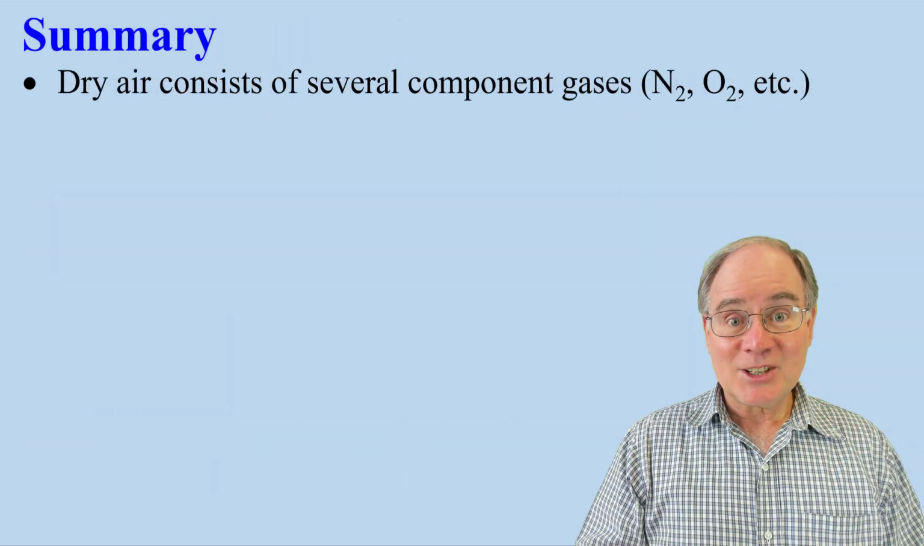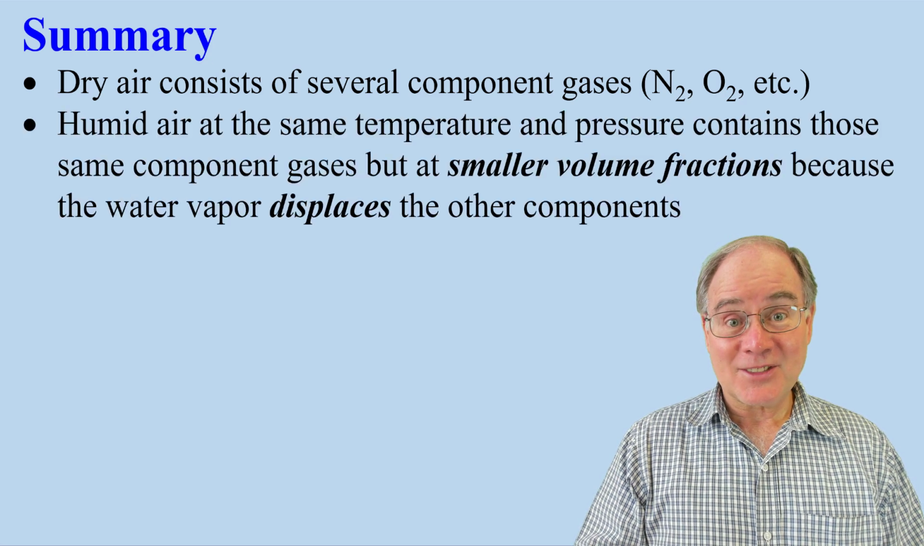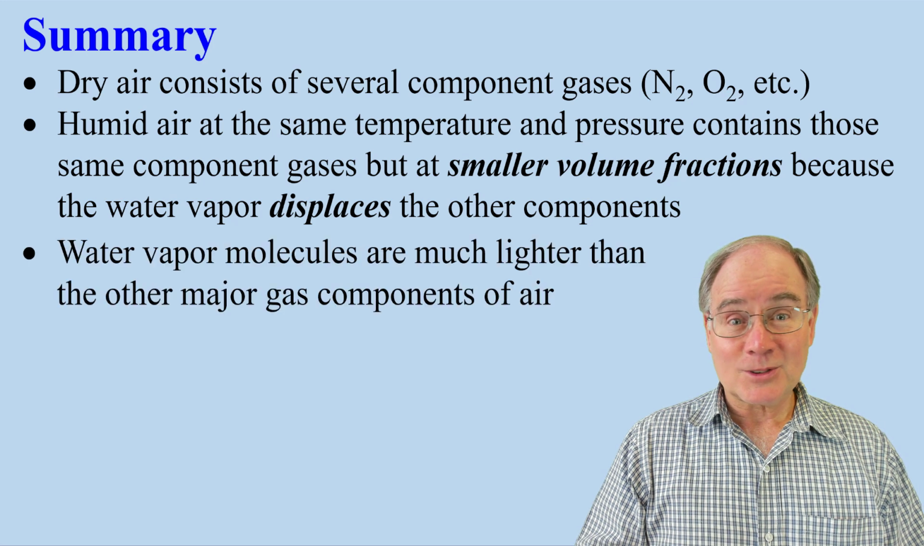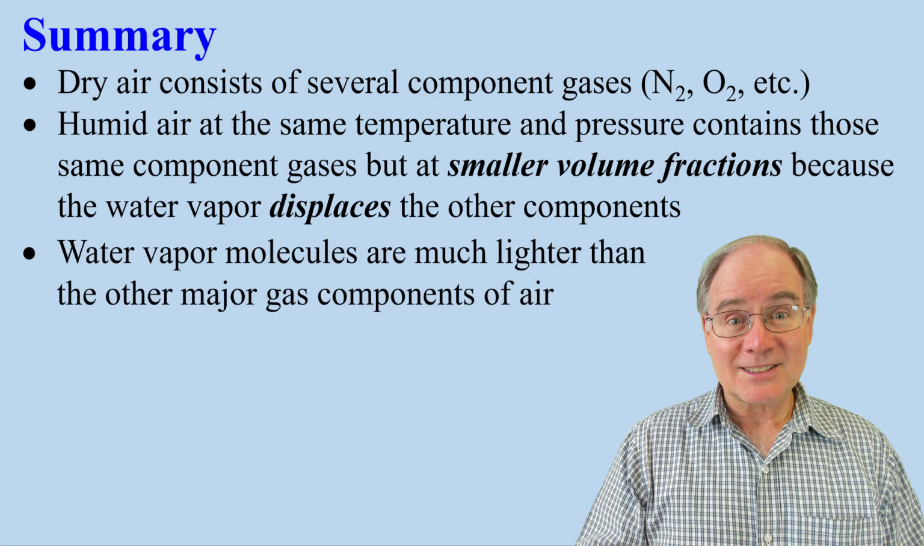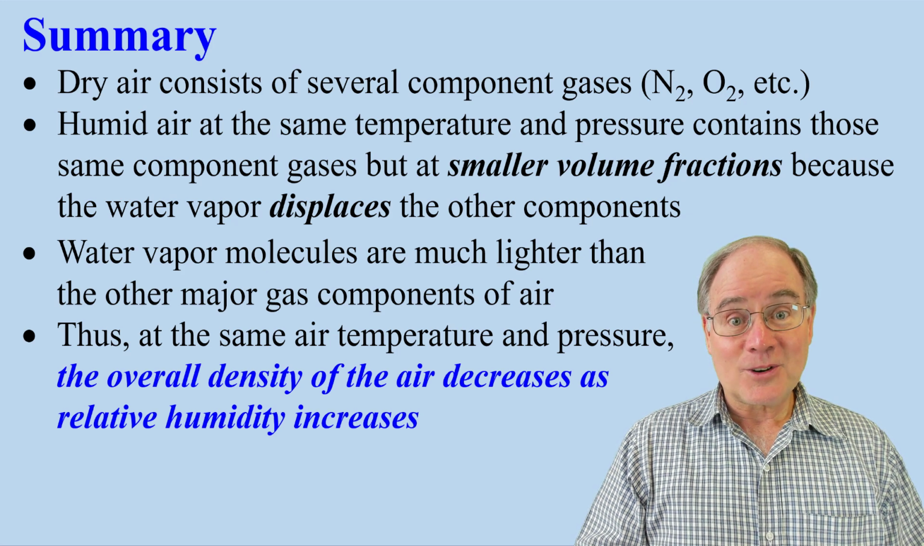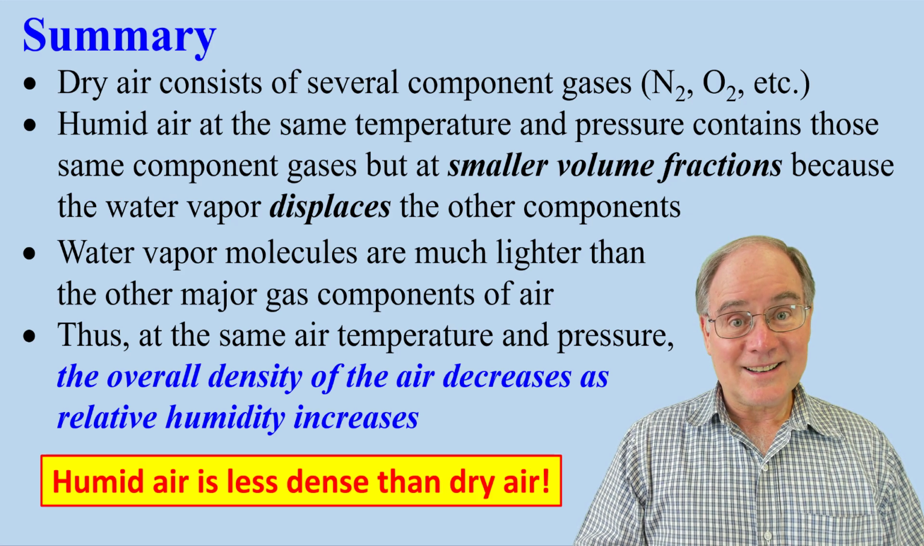In summary, dry air consists of several component gases. Humid air consists of those same component gases, but they're at smaller volume fractions because they're displaced by the water vapor, and water vapor molecules are much lighter than the other component gases. The result is that at the same temperature and pressure, the overall density of the air decreases as relative humidity increases. Humid air is less dense than dry air.